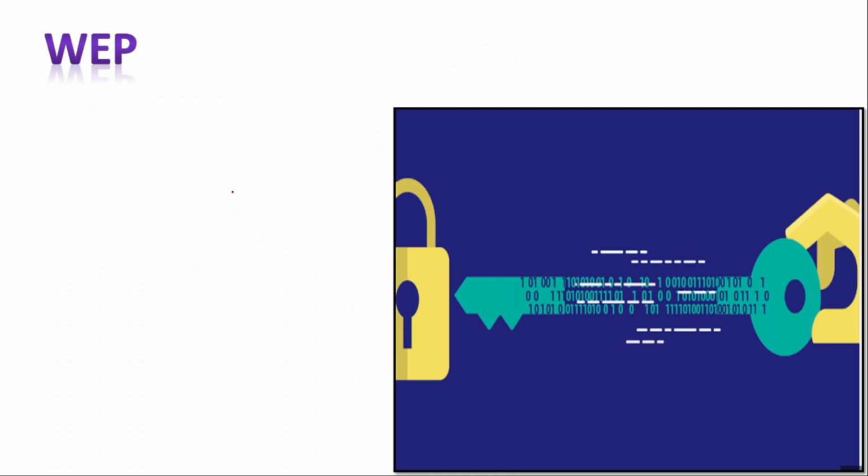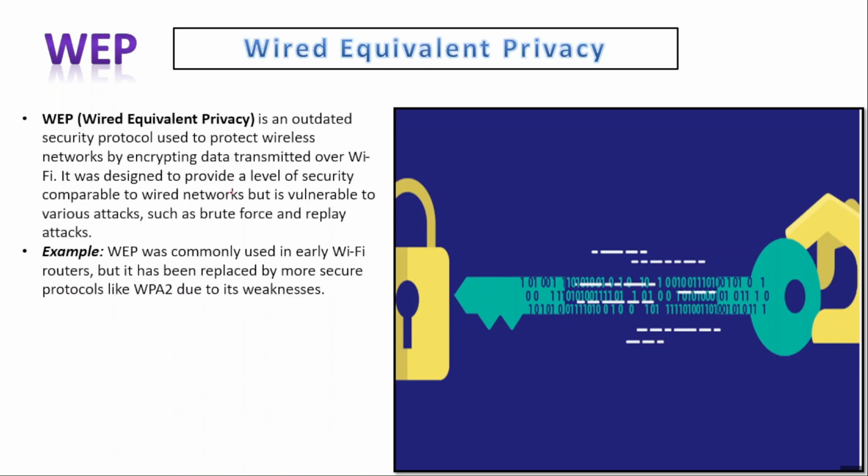WEP, that is Wired Equivalent Privacy. So WEP or Wired Equivalent Privacy is an outdated security protocol used to protect wireless networks by encrypting data transmitted over Wi-Fi. It was designed to provide a level of security comparable to wired networks but is vulnerable to various attacks such as brute force and replay attacks. Example, WEP was commonly used in early Wi-Fi routers, but it has been replaced by more secure protocols like WPA due to its weaknesses.